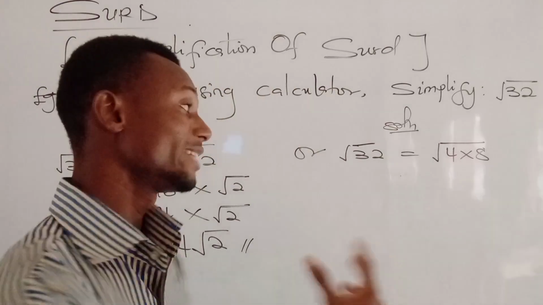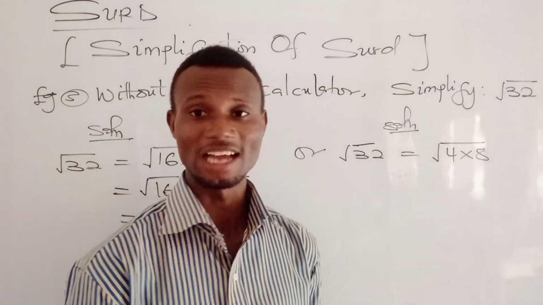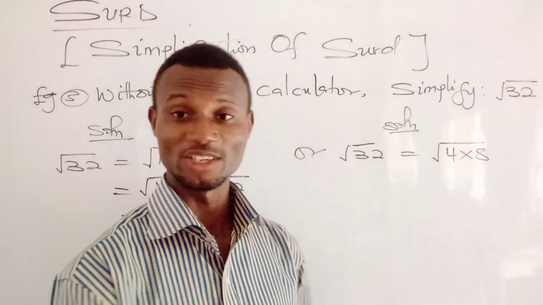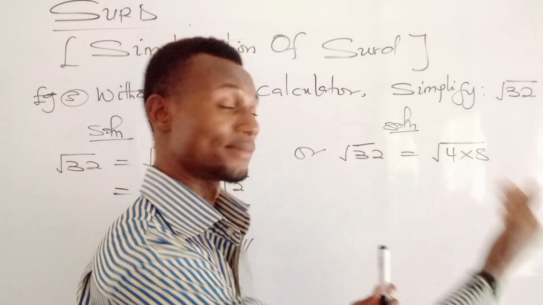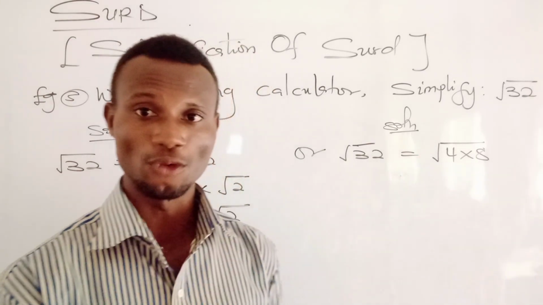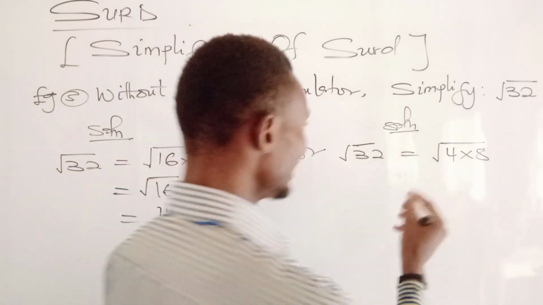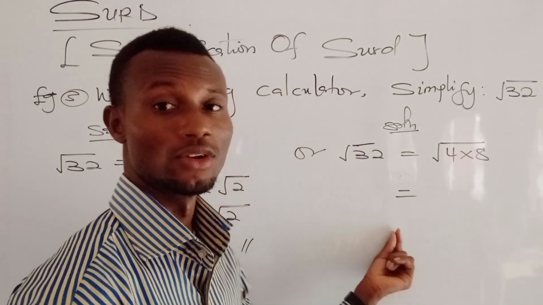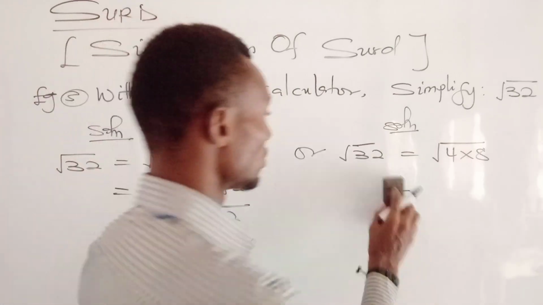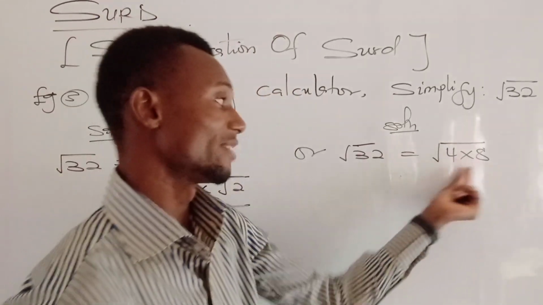If you write 8 times 4, it is the same thing because I've explained to you that multiplication is commutative. 4 times 8 is the same as 8 times 4. So it's the same thing when you change them. So now let's go and simplify further. I hope you are following. So now the square root affects everything here.